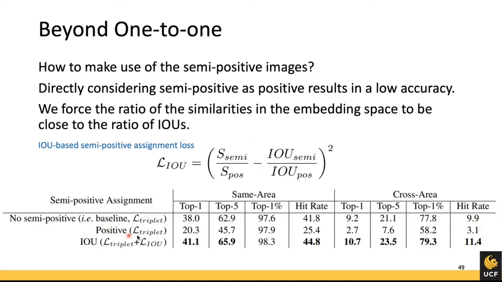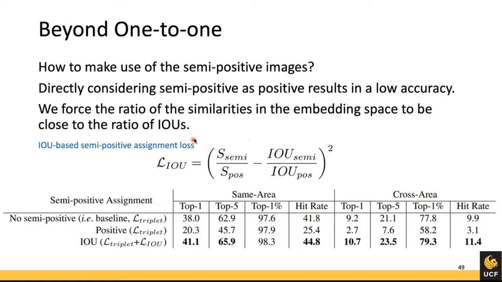But if you look at the result here, which is the second row, if we consider these semi-positive as positive, the performance actually dropped compared to when we don't consider the semi-positive examples. This is because the semi-positive images, although they share some of the partial information of the query, also introduce some novel information which is not related to the query. If you force them to be considered positive, it will confuse the model. It will learn something that makes the model confused. So that's why you see the performance dropped a bit.